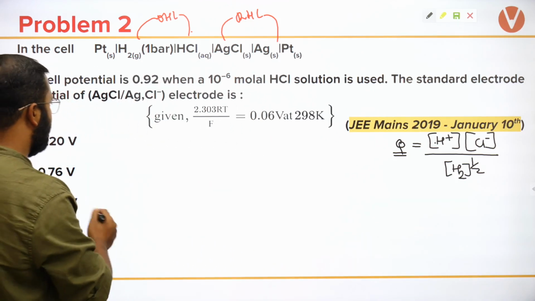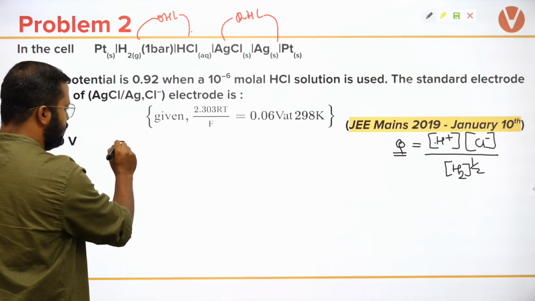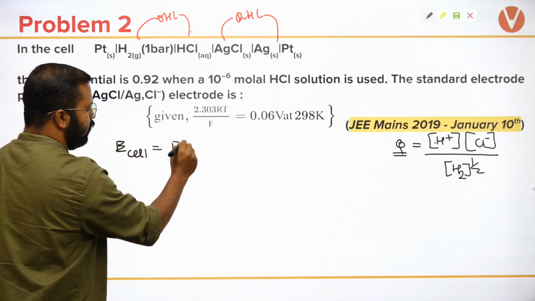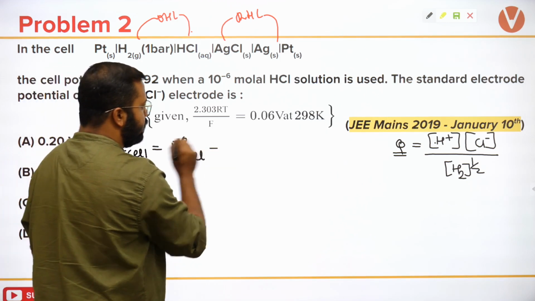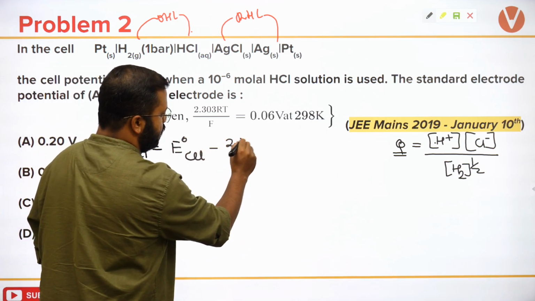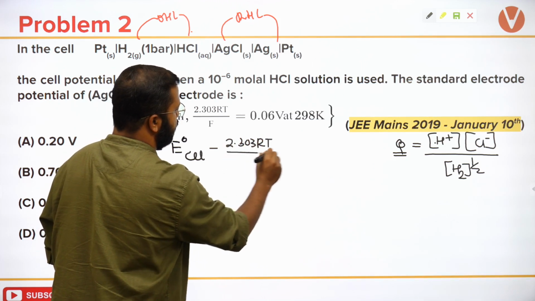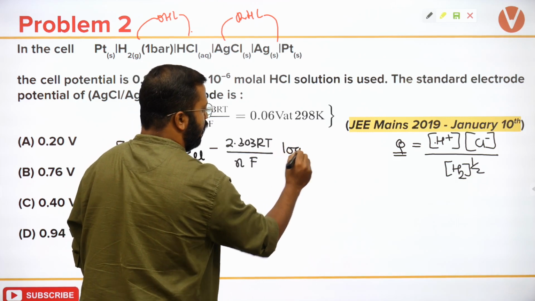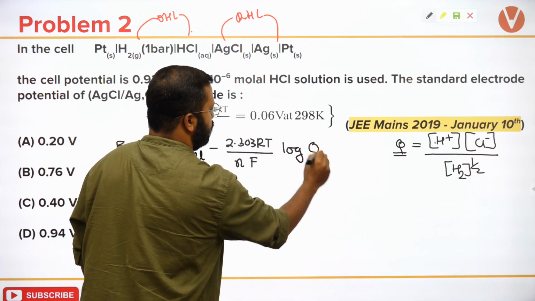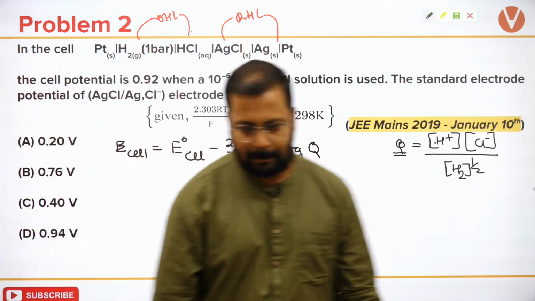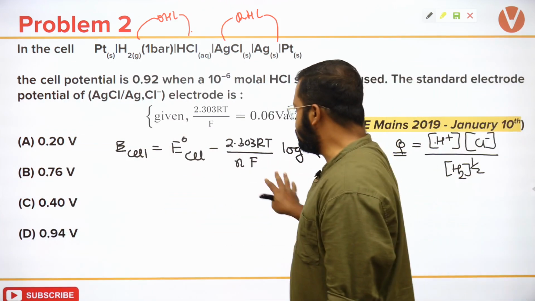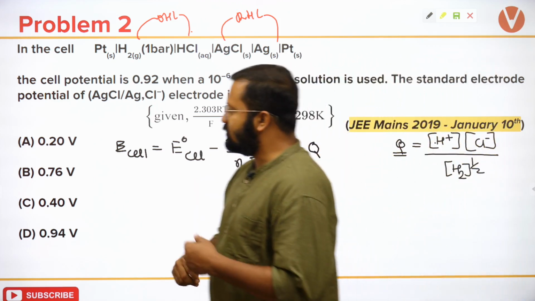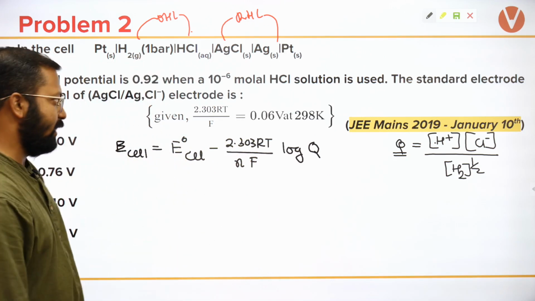Okay, so I will write E cell as equal to E naught cell minus 2.303 RT by NF log Q. Okay, I will write the Nernst equation like this. Now अभी मुझे निकालना है standard. I need to calculate standard.